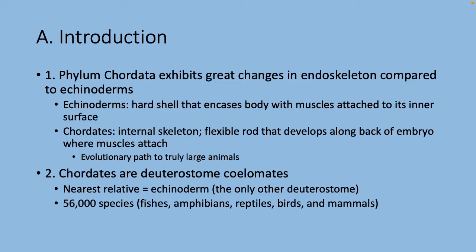So this is the evolutionary path of truly large animals, because now we have an anchor point that they can all attach to. They are deuterostomes, coelomates.